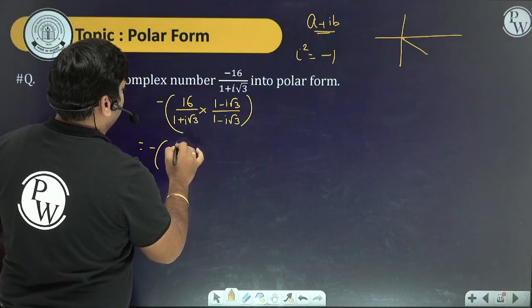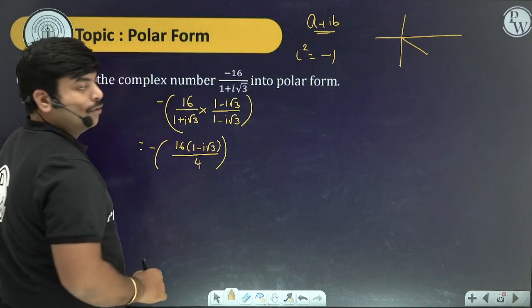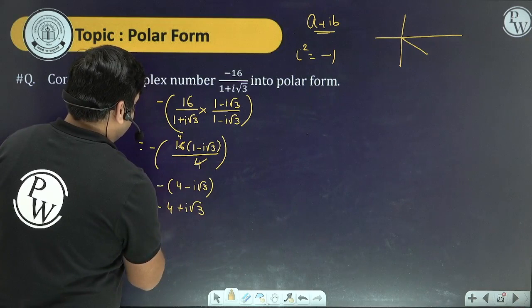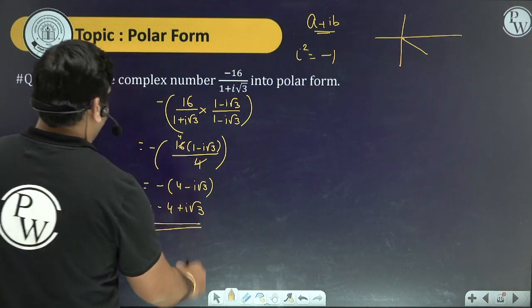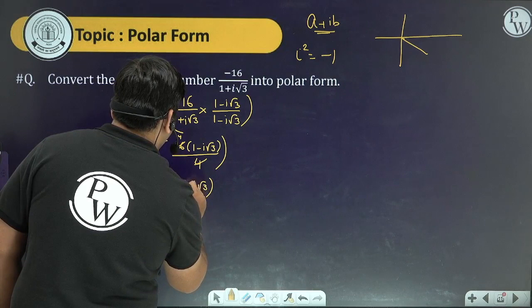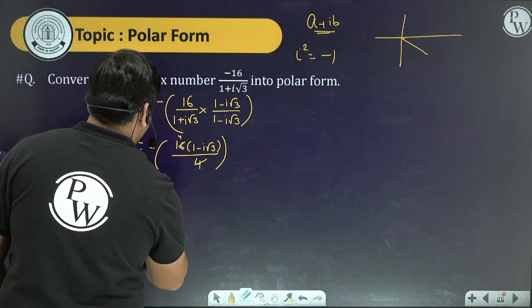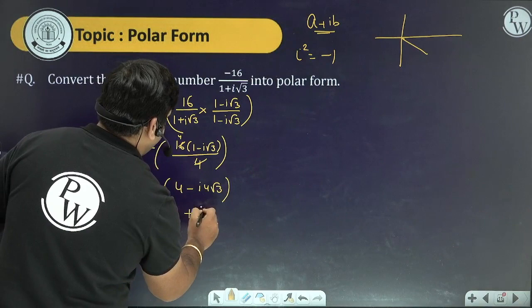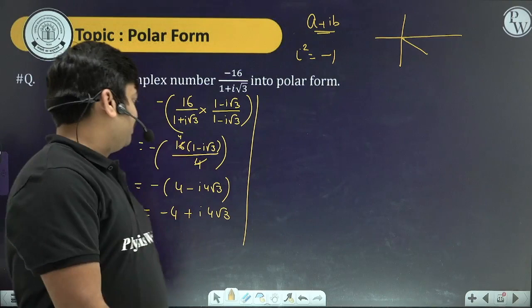So minus of 16 into 1 minus i root 3 by this denominator we have already done, that is equal to 4. So 4 ones are 4. So minus of 4 minus i root 3. So it is minus 4 plus i root 3. Z is equal to minus 4 plus 4 root 3 i. One second. Minus of 4 minus i into 4 root 3. So minus 4 plus i times 4 root 3. Sorry for that, people, a lot of mistakes in the same question. So this is the final z. Z is equal to minus 4 plus i into 4 root 3.